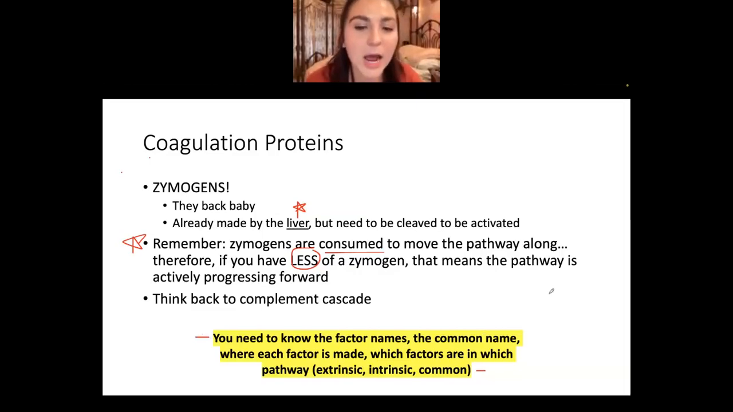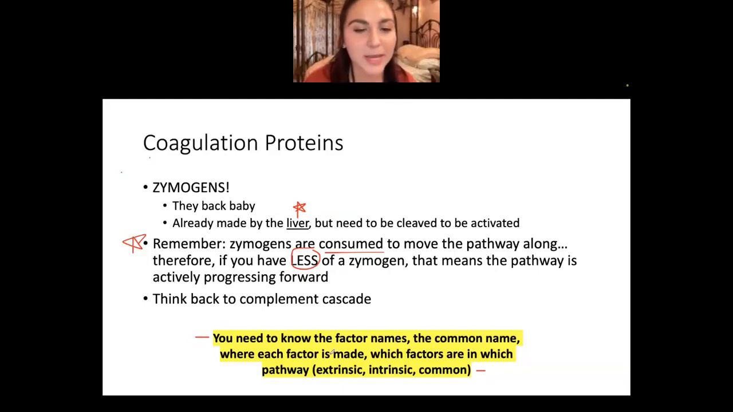The factor names and the common name. I'll show you, I have a chart for you. Even the Roman numerals: I tried to put the Roman numerals on here as much as possible instead of writing factor 12, I wrote XII, because you need to know. Don't know that the answer is factor 12 and then pick factor 7 because VII is 7 instead of XII. So know your Roman numerals. It sounds really silly, but people get them wrong, and then they're like, oh my God, you knew the answer. So know the Roman numerals, know the factor names and the common name for each factor. They're all interchangeable in the exam.